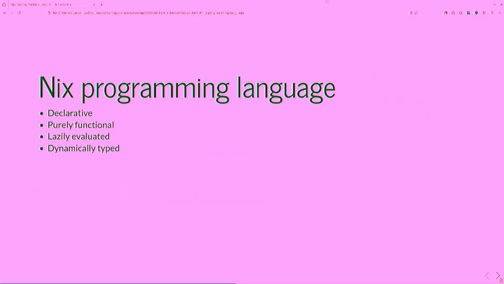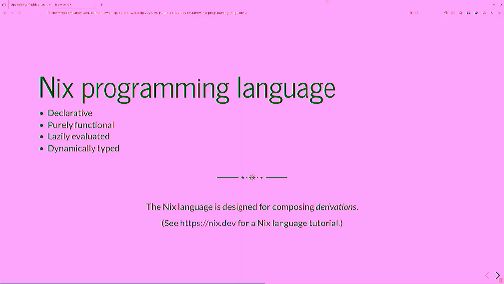Okay, so I'm going to go through each of those 4 things, starting with the programming language. The Nix programming language is declarative. It is purely functional. It is lazily evaluated. It's dynamically typed. If any of you have experience with Haskell, it looks very similar to Haskell. A key difference here is that Haskell is statically typed, Nix is dynamically typed, and that makes it a little bit tricky, but I'll show you an example of the code.